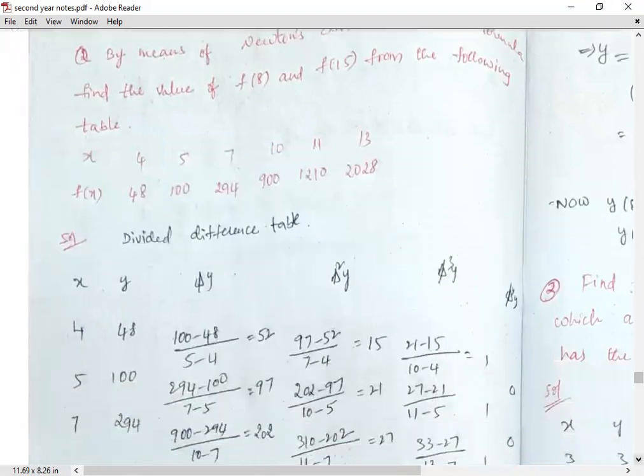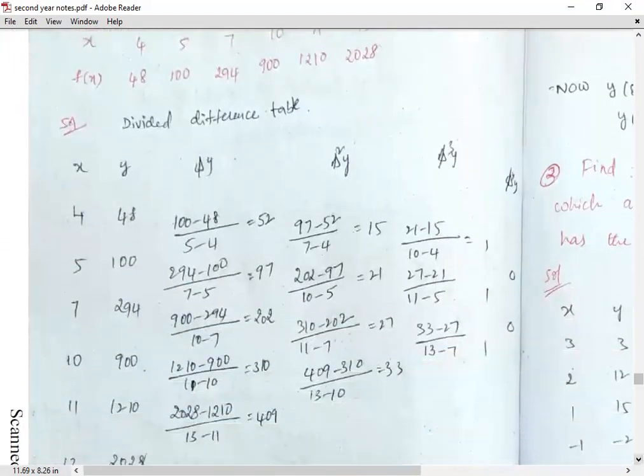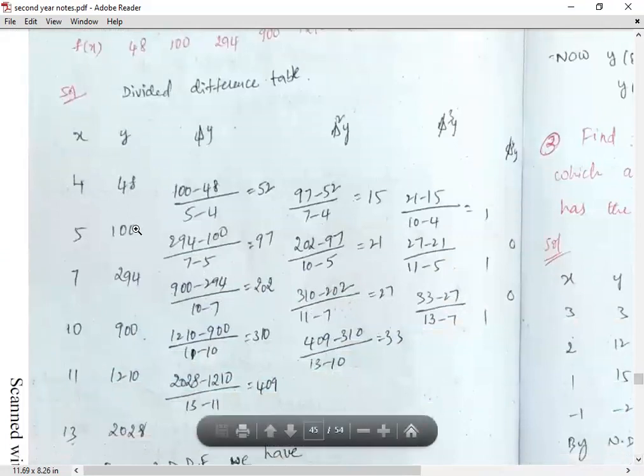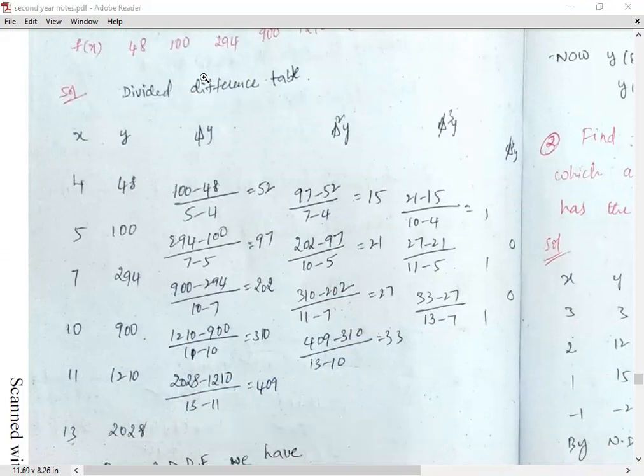X and y values have been listed vertically. Now we are going to write the first divided differences, taking the y values, successive minus preceding, by difference of corresponding x values: 52. And again, successive minus preceding by the difference of corresponding x values, which is 97, and 900 minus 294 by the difference of corresponding x values, successive minus preceding again, 202.